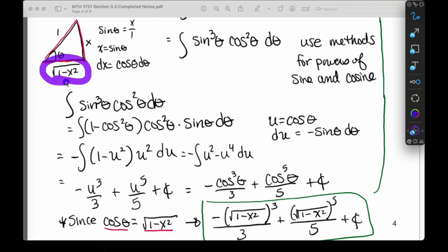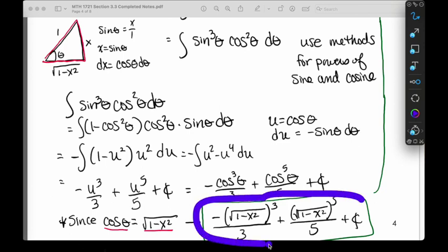And because cosine theta is the square root of 1 minus x squared, that's this up here, right? Cosine is adjacent over hypotenuse. So adjacent over hypotenuse in this case would be the square root of 1 minus x squared. I go back in, and everywhere I see cosine, replace it with the square root of 1 minus x squared. And so now everything is written in terms of x, and here is my final answer. So as you can see, both methods yield the same result.